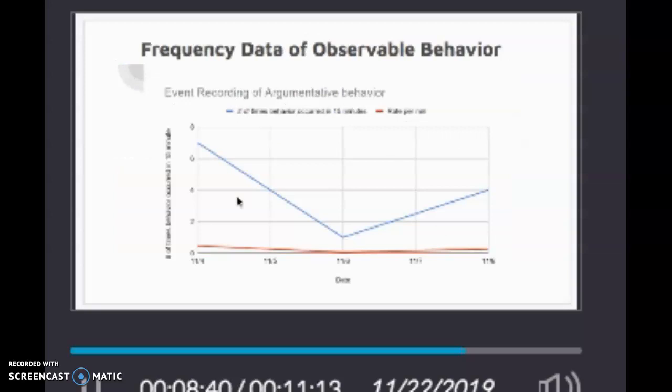Here's the graph of the behaviors. The blue line is the number of times, so 7, 1, and 4. The red line is the rate per minute. The first day had the most instances, nearly an average of 1 time every 2 minutes. The second day was a major decrease, with arguing only happening once, and the last data collection day had 4 events.